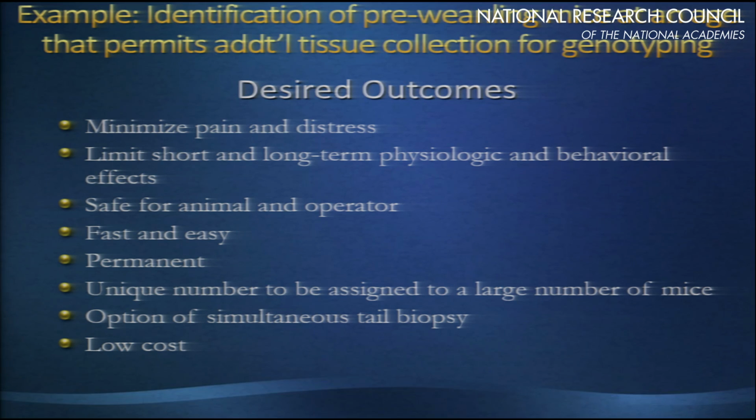Again, this is used primarily for genetically engineered animals that we're breeding and crossing and needing to identify uniquely. We also wanted to have the option of biopsying these animals simultaneously for obtaining tissue from their tail for either PCR or for Southern blots. And ideally, it would be cost effective.